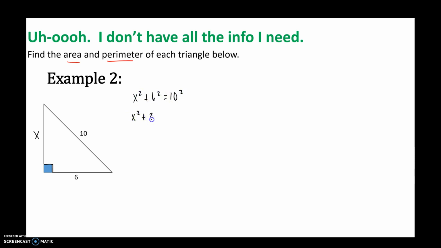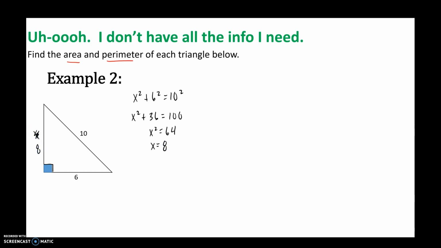Squaring 6 gives me 36. Squaring 10 gives me 100. When I subtract 36 from both sides, I get 64. And then when I take the square root, I get x is equal to 8. Okay, so now I know that the height of my triangle is 8.